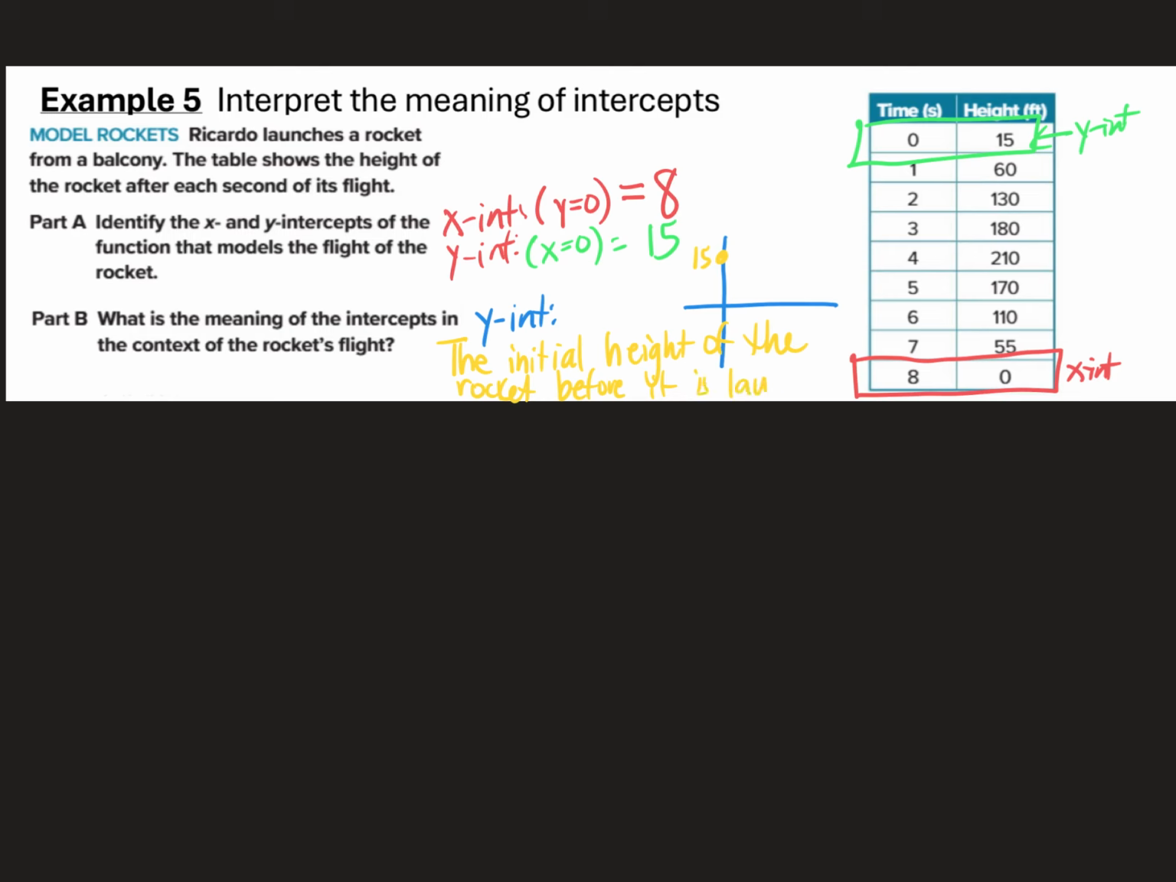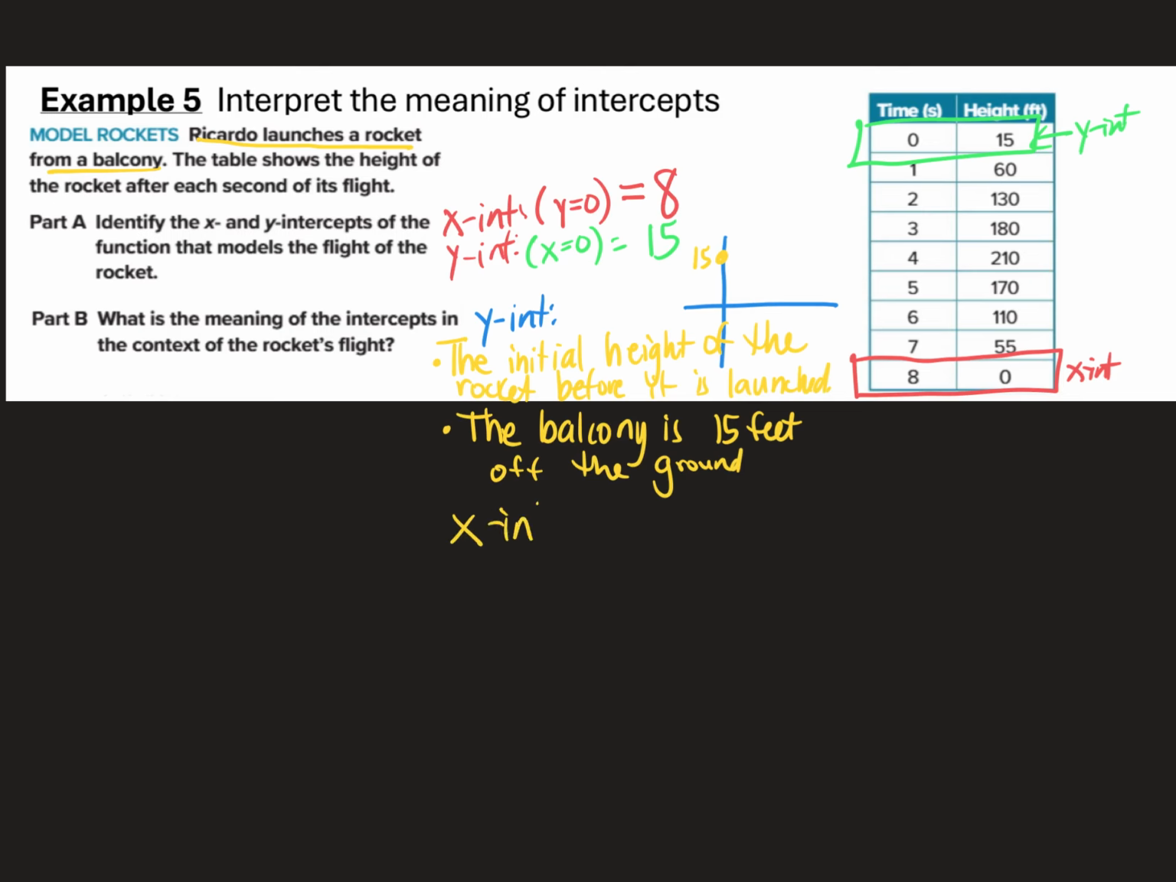So there's another thing we can deduce from this. Ricardo launches a rocket from a balcony. So that's one interpretation. We could also say the balcony is 15 feet off the ground. Okay, that's the y-intercept. The initial height, or the balcony, is 15 feet off the ground.